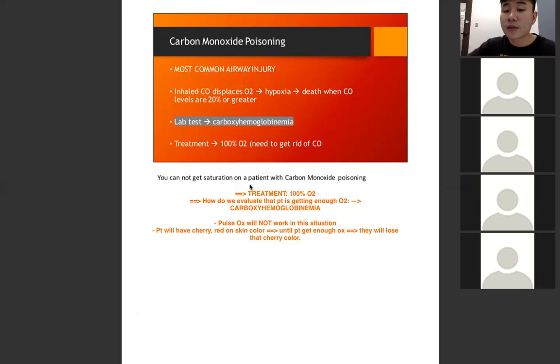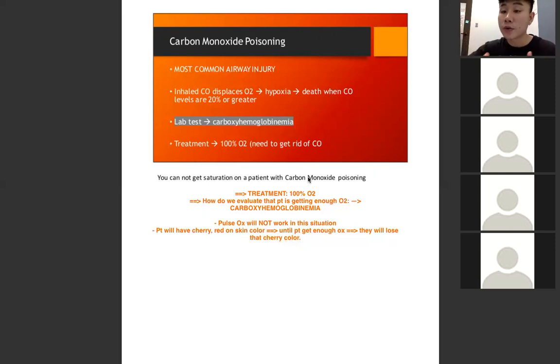You cannot rely on saturation in a patient with carbon monoxide poisoning. So what does it mean? It means that whenever you put the pulse oximeter onto the patient's finger to get the saturation of oxygen, the pulse ox will read the patient as perfectly fine, 95% and above. Because it doesn't know that the hemoglobin is being occupied by the carbon monoxide. It is not being occupied by the oxygen at all. So that's why the pulse ox won't give you a correct result.